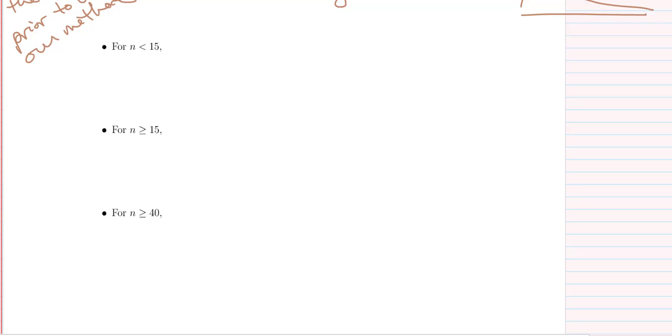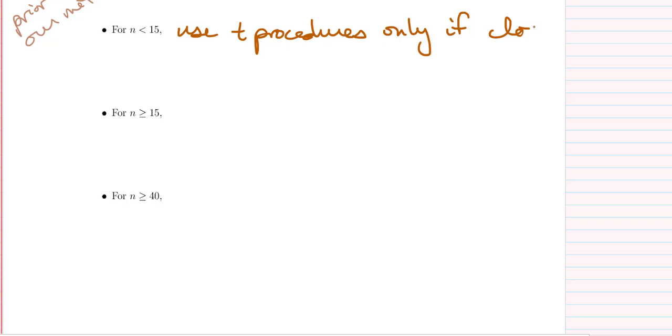So there's a rule of thumb with respect to sample size and skewedness and outliers. When n is less than 15, so when our sample is tiny, we can use the T procedures only if our data is close to normal. Remember, when the sample size is very small, there's higher chance variation. So only if close to normal. If n is greater than or equal to 15, we can use the T procedures except when there are outliers or strong skewness.